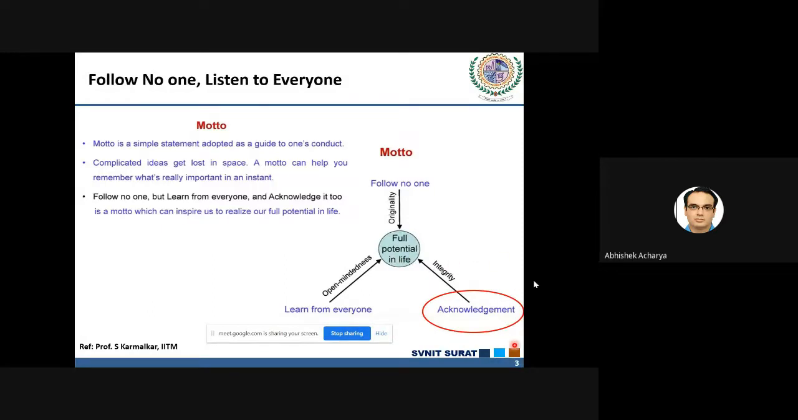Okay, whenever you are referring to a paper, we must acknowledge the author of that particular paper. And it is not limited to research only. Suppose I am learning something from you, then I must acknowledge you. For example, this slide I have taken from some other source, so I must acknowledge where I have taken this slide from. Acknowledgement is very necessary because it shows your integrity, or basically it shows the moral of your character. So if you combine all these three things, I mean, follow no one, learn from everyone, and acknowledgement, then you will get your full potential in life.